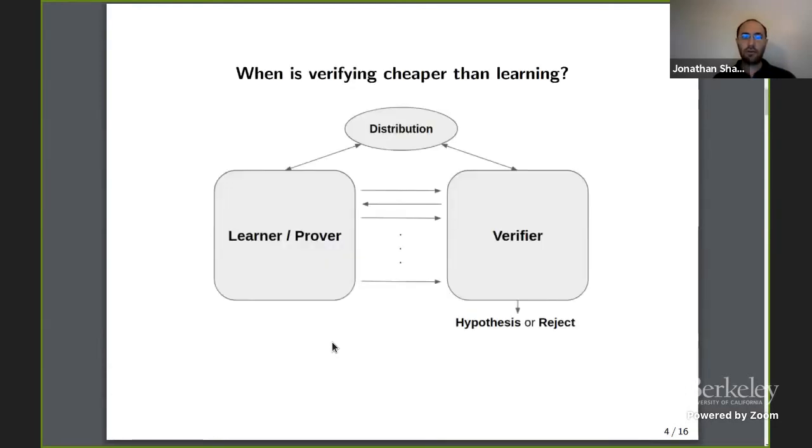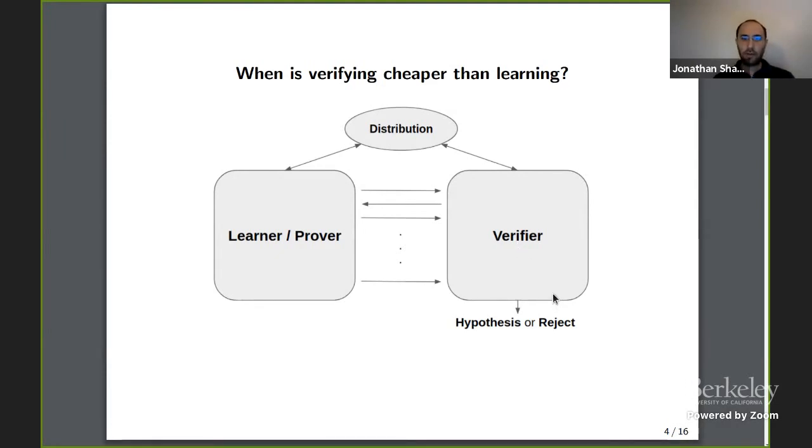And the model we use is the following. There's some unknown distribution that provides a sample of the form, some instance and the label of that instance. And there is a verifier who's interested in finding a hypothesis that can predict the labels for that distribution. However, the verifier doesn't want to do all the hard work of finding that hypothesis by itself, and therefore it can use the help of a learner or prover, which is another party that might have more computational resources but is not trusted. Both the verifier and the prover can take samples from the unknown distribution, and they can send each other messages. When they finish the interaction, the verifier will either output some hypothesis or reject the interaction.